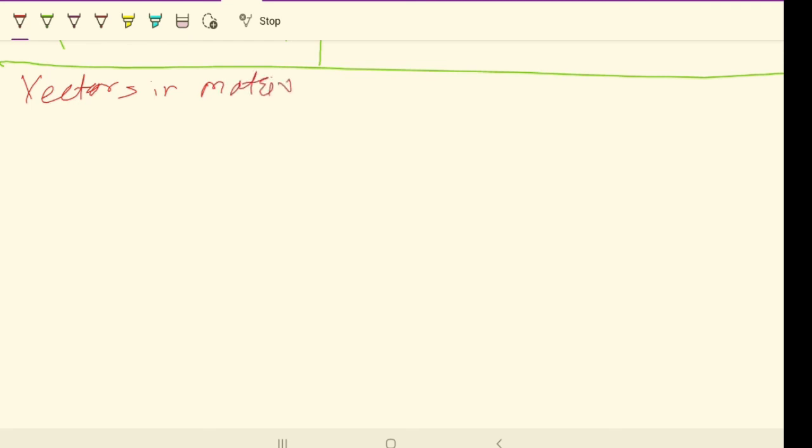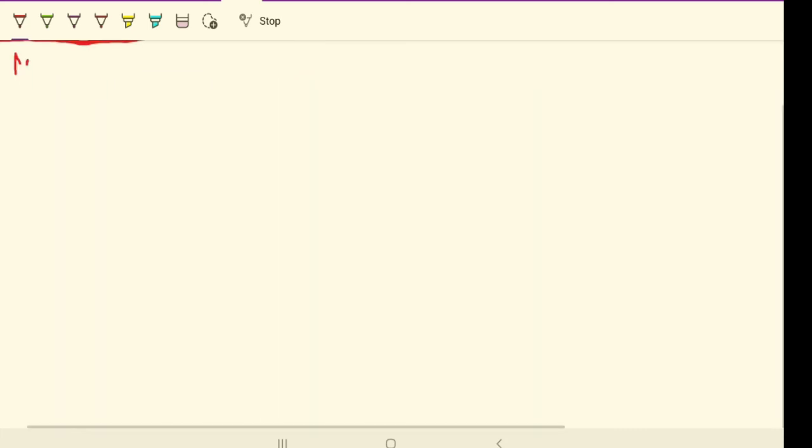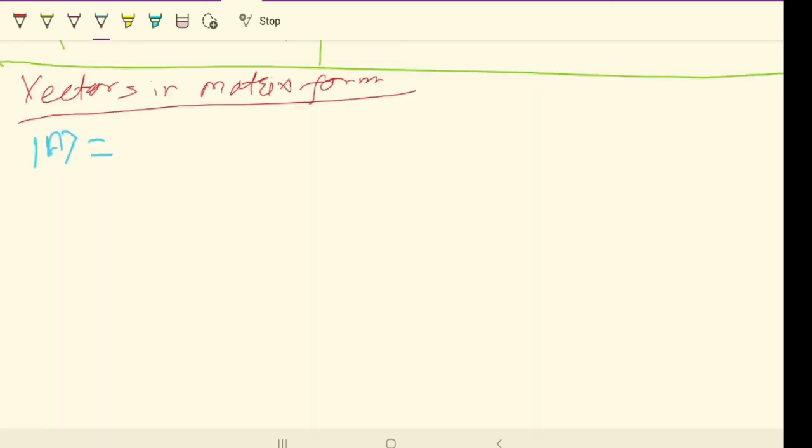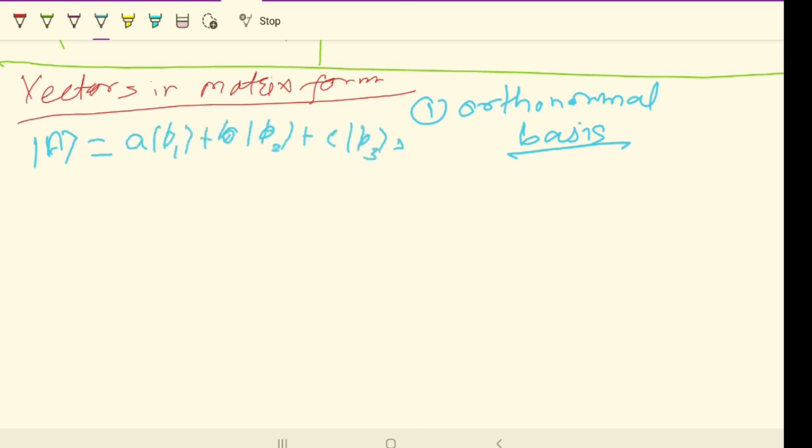Vectors in matrix form. Now if I have some vectors, let's say A, in order to represent that vector in a matrix form, the first thing that you need is an orthonormal basis. You can obtain an orthonormal basis by what is known as Gram-Schmidt method. You can find that in any book, but we now consider that we have an orthonormal basis. So you need to represent this vector A in terms of orthonormal basis vectors, something like A phi 1 plus B phi 2 plus C phi 3 and so forth.